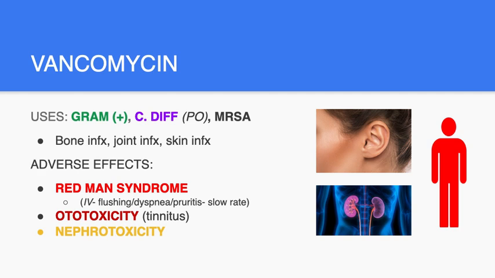Some adverse effects from vancomycin include red man syndrome, which occurs if it is given IV. So this would be flushing, dyspnea, pruritus, and usually with this medication we would just slow the rate or stop it if the patient is having these symptoms. It can also cause ototoxicity, so tinnitus or ringing in the ears, and nephrotoxicity, so we really want to be monitoring their kidneys. And on the side I have a picture of the ear just to remember the ototoxicity, the kidneys to remember the nephrotoxicity, and the red man stick figure to help remember red man syndrome.